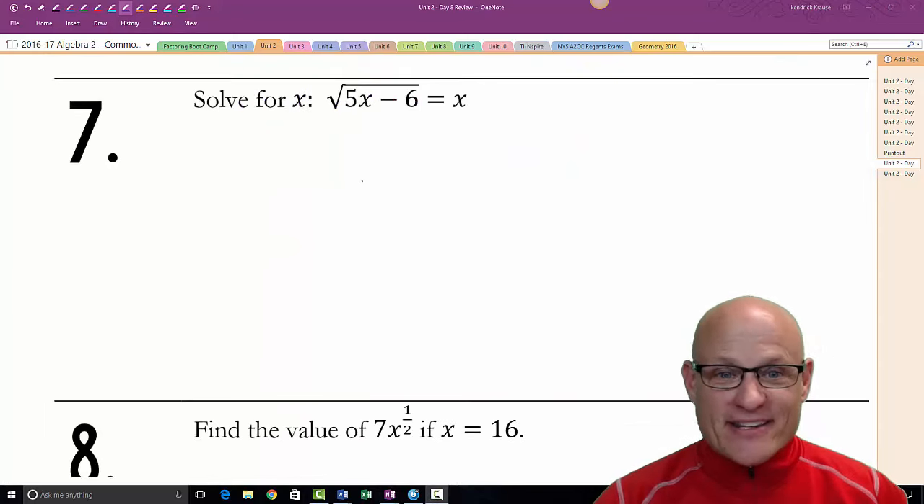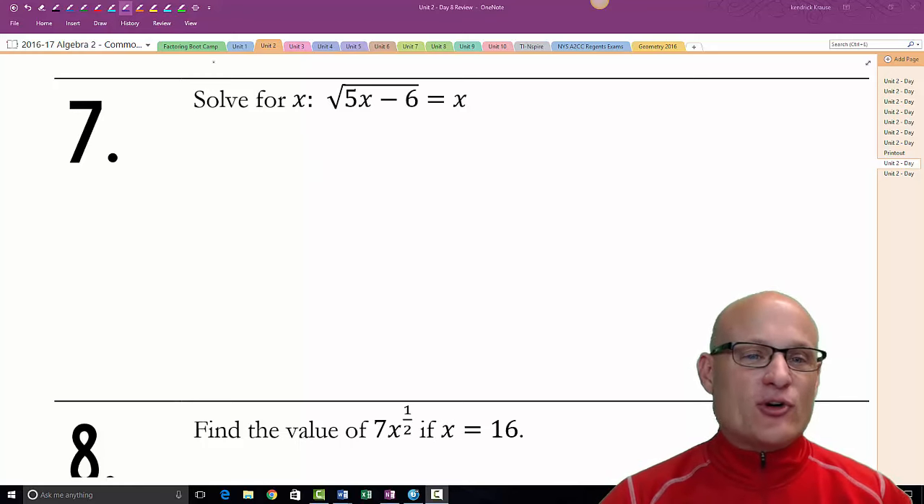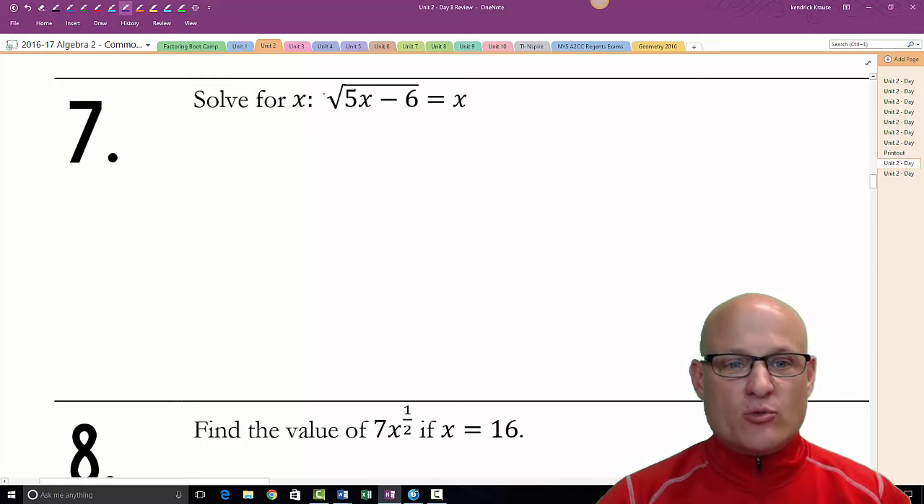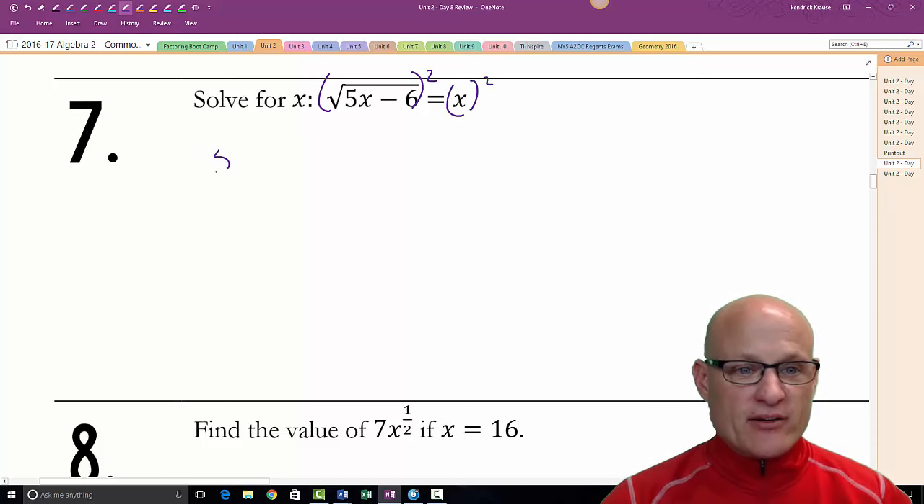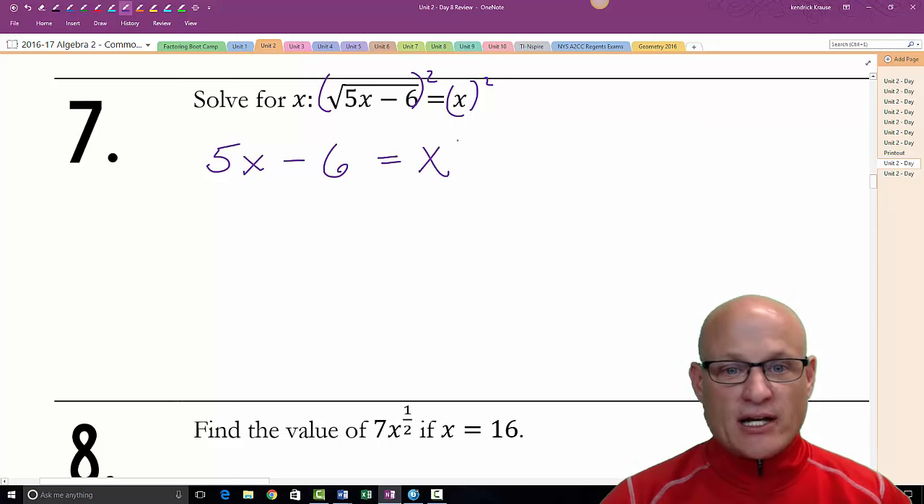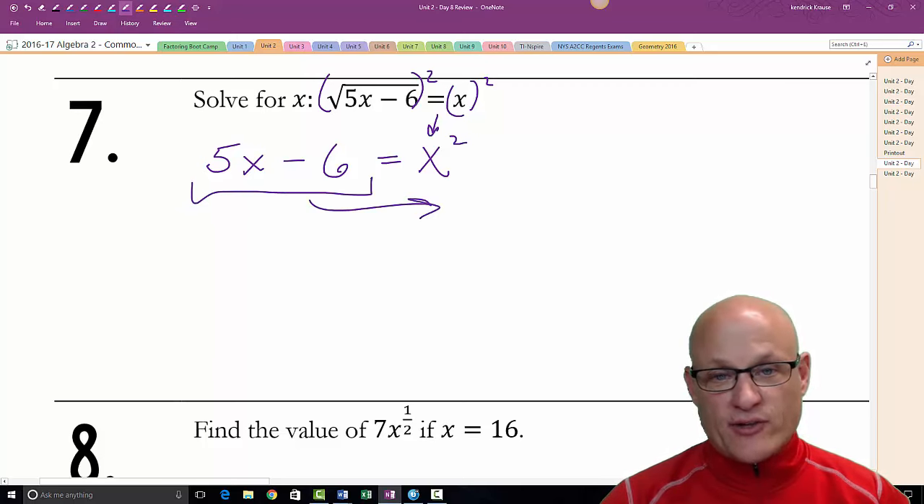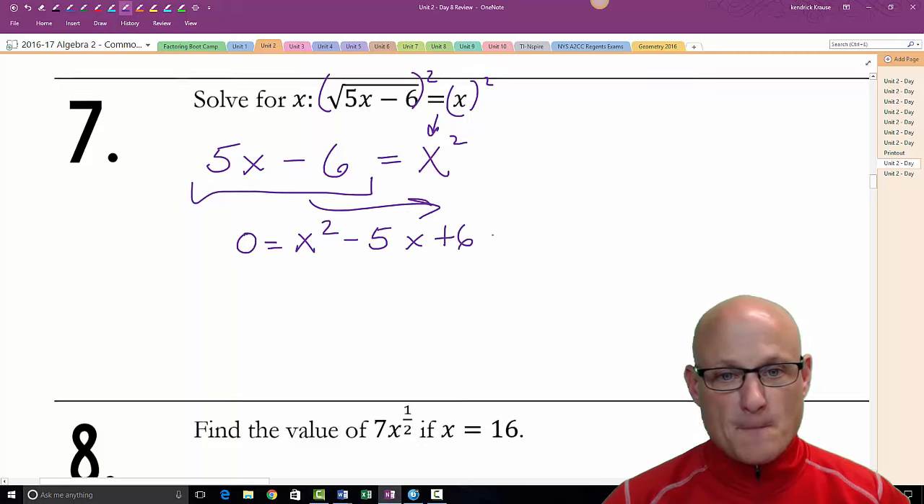Alrighty then, the weird thing is alone, so we've got to get rid of it. In order to get rid of a square root, we are going to square both sides. So what I get here is 5x minus 6 equals x squared. You never want to have your x squared negative, so this stuff has to go over to the other side. So I end up with 0 equals x squared minus 5x plus 6.